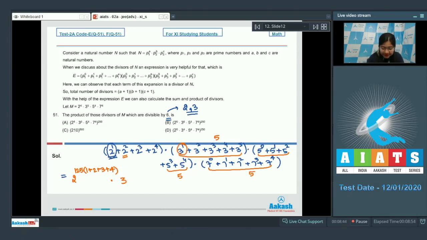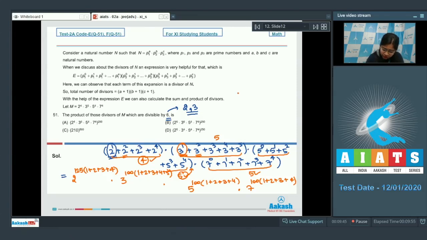Now similarly, let's take 3 raised to the power 1. So here I have 4 divisors. So 4 into 5 into 5, that is 20 into 5, that is 100 times. So 100 times 3 raised to the power 1 will repeat. Similarly, 3 raised to the power 2 will repeat 100 times. So I can write it as 3 raised to the power 100 into 1 plus 2 plus 3 plus 4 plus 5. Similarly, 5 raised to the power 4 into 5, that is 100 into 0 plus 1 plus 2 plus 3 plus 4 into 7 raised to the power 4 into 5, that is again 100 into 1 plus 2 plus 3 plus 4. I hope this is clear.